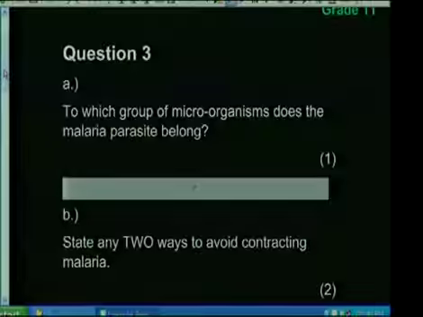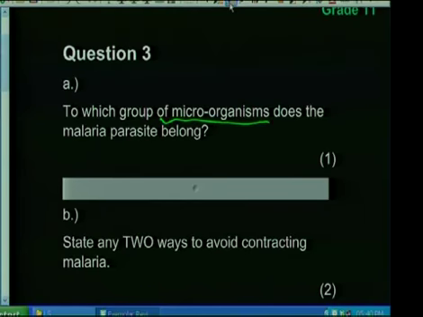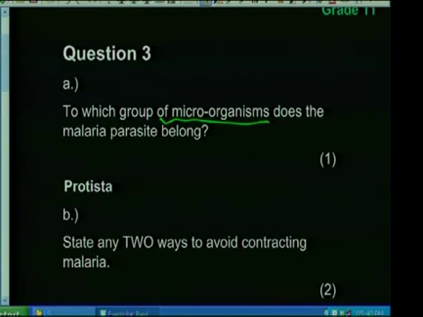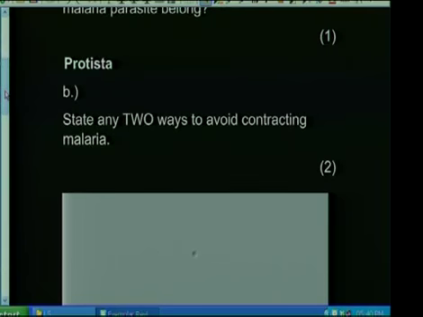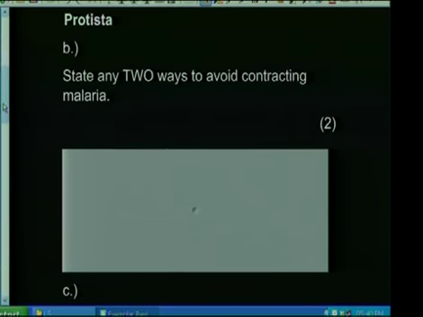To which group of microorganisms does the malaria parasite belong? Not the mosquito, the malaria parasite. If they ask you for the mosquito, you would say insect and arthropods. But they didn't ask that. They're asking for microorganisms, the malaria parasite. And that is Protista. The malaria parasite belongs to the group called protists, or Protista.